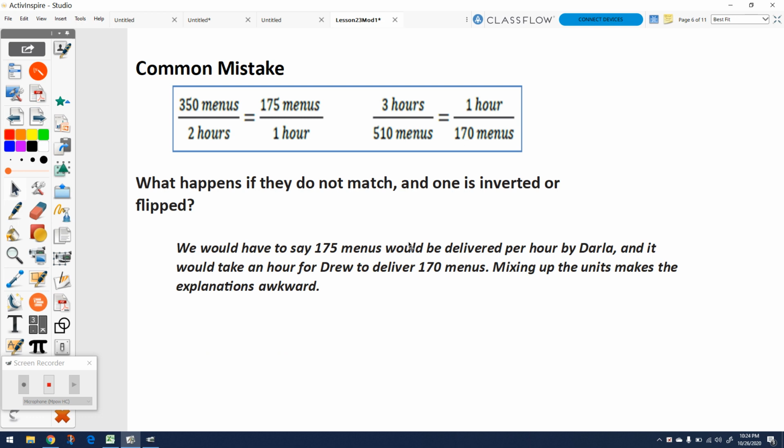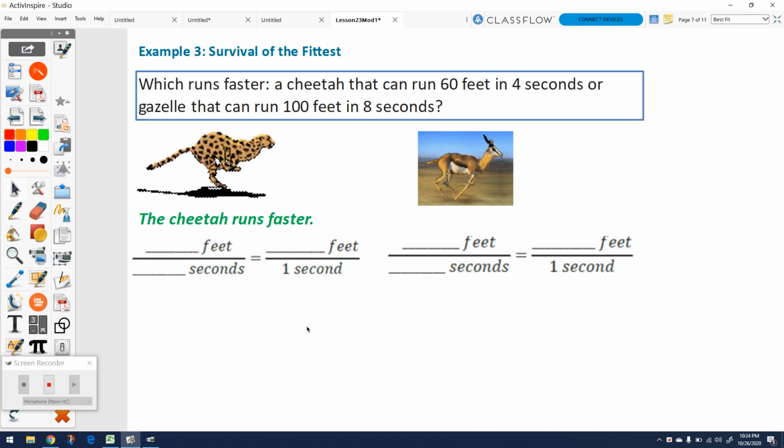We would have to say 175 menus would be delivered per hour by Darla, and it would take an hour for Drew to deliver 170 menus. Mixing them up just makes it awkward. All right, last one.